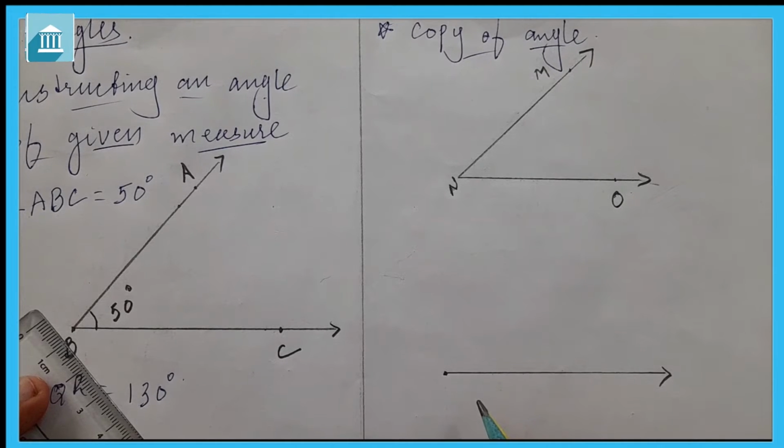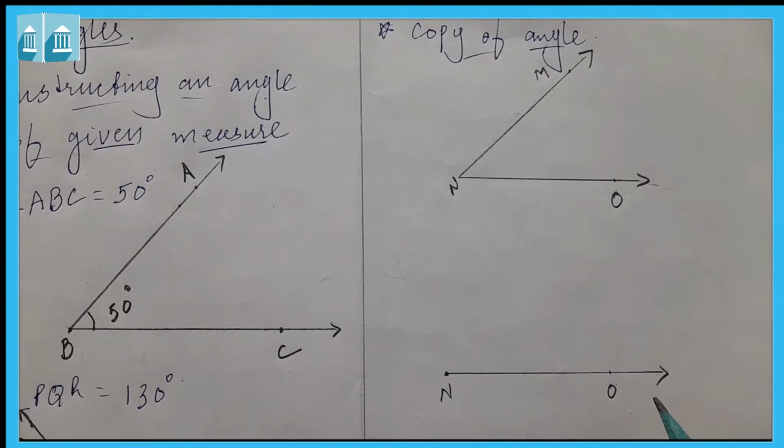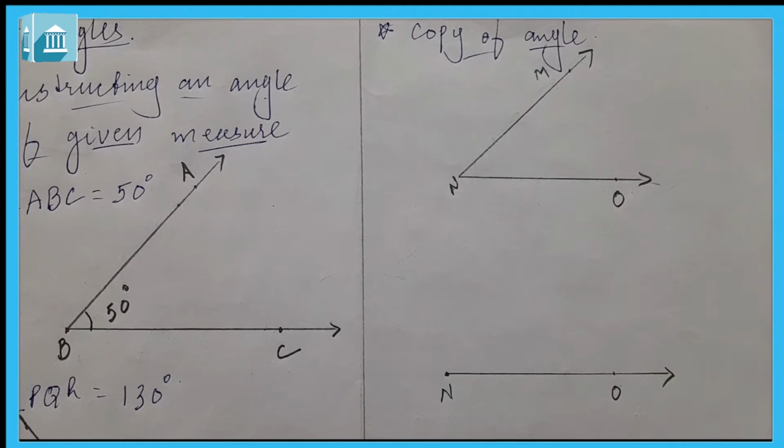Let this line be, we can say, N कर दो, ये O कर दो, तो इसका कॉपी करेंगे अब हम. ठीक है. Now to copy, अब हमें प्रोटेक्टर यूज नहीं करना है. Without using protractor we have to copy this angle.